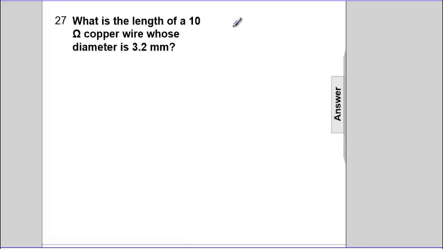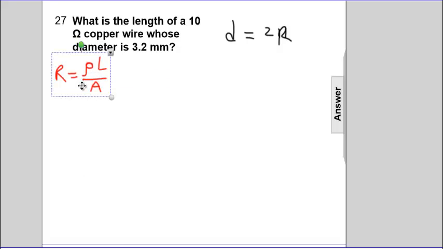Let's define what diameter is. Diameter is still 2 times the radius. So what is the length? Let's find our friend. See if our equation's still in memory. There it is. That's great. So what is the length? Let's manipulate this for length first.